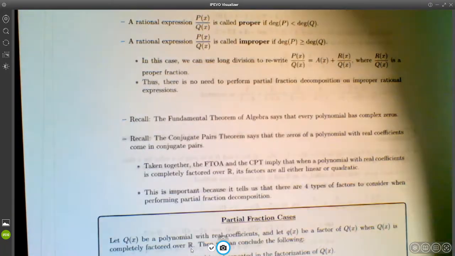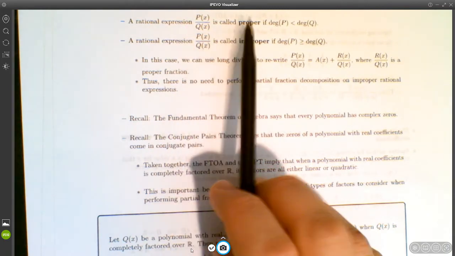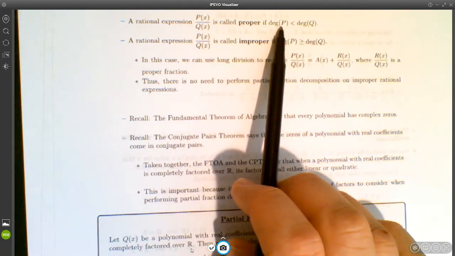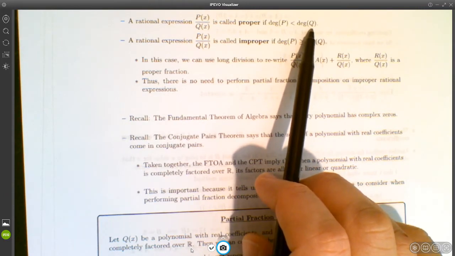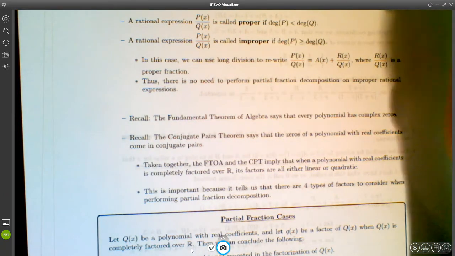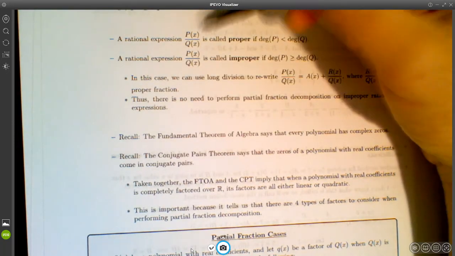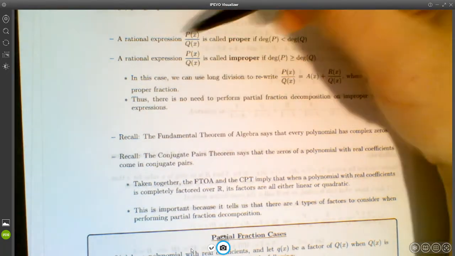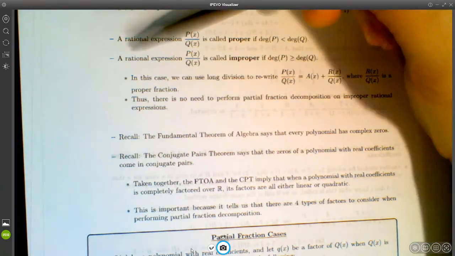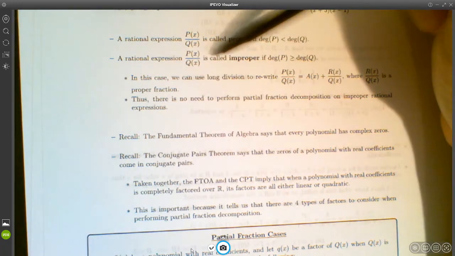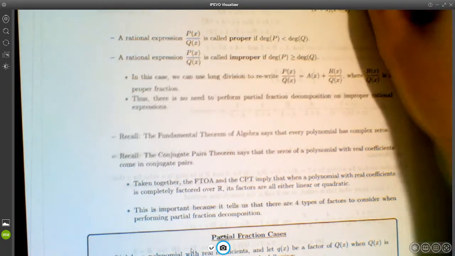Some other terms that might come in handy. A rational expression, p of x over q of x, is called proper if the degree of p is less than the degree of q. So it's kind of like a proper fraction. You have a proper fraction if the numerator is less than the denominator. So you have a proper rational expression if the degree of the numerator is less than the degree of the denominator. You have an improper rational expression whenever the degree of the numerator is greater than that of the denominator.